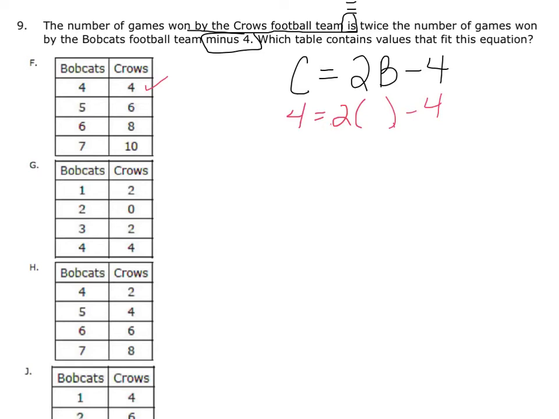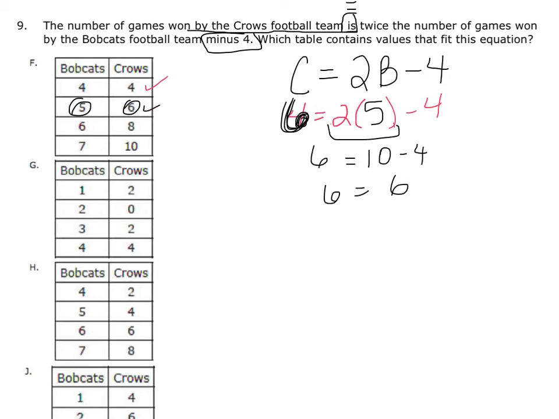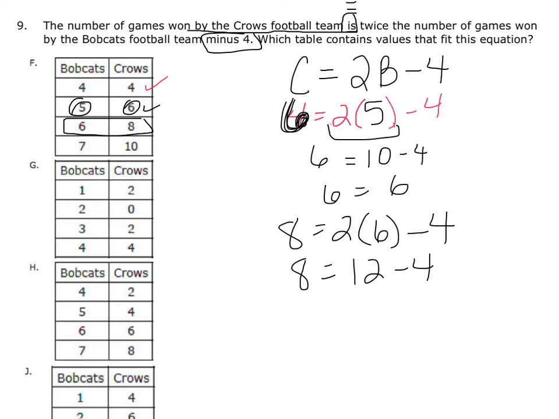For some reason, my 4 won't erase, so I'm going to have to write over it. So instead of this C, I'm going to replace it with a 6, because that's my next one. And then Bobcats is 5, because it's right here. So then I do 2 times 5 is 10. 10 minus 4 is 6. So does 6 equal 6? Yes, it does. So that one worked. Then I'm going to try the next one. Instead of C, I'm going to put an 8 equals 2 times 6, because I'm using this part of the table, minus 4. 2 times 6 is 12. 12 minus 4 is 8, so that one worked.